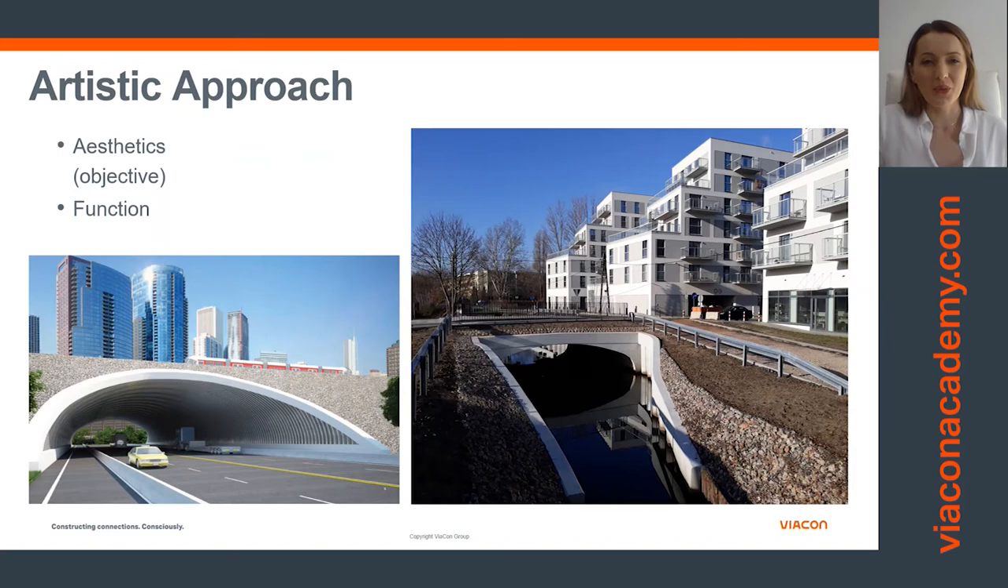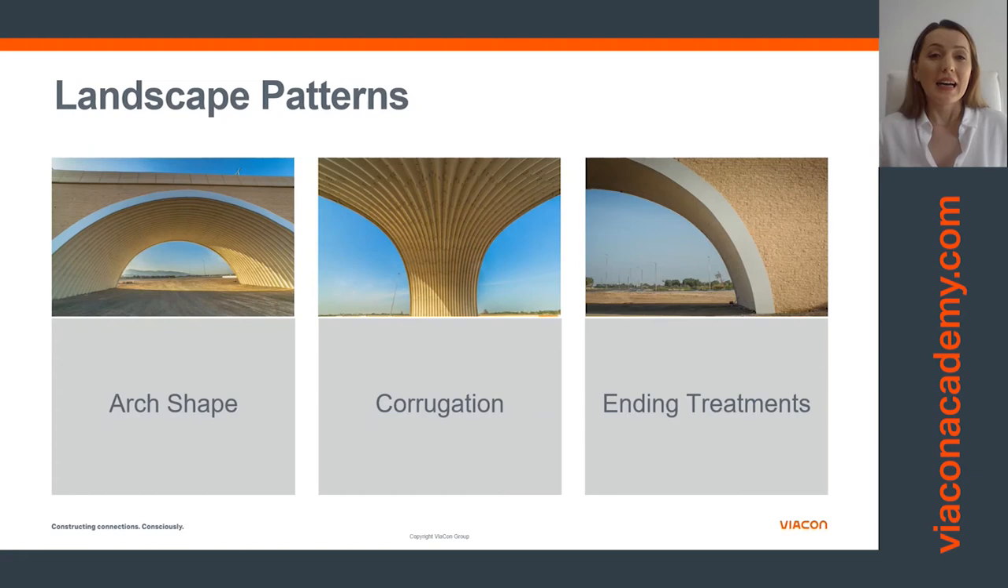As part of artistic approach, we have landscape patterns. Our perception of everyday environment is affected by landscape patterns. Landscape architects and designers are suggesting to apply these patterns efficiently. So the main landscape patterns of corrugated steel structures are arch shape, corrugation, and ending treatments.